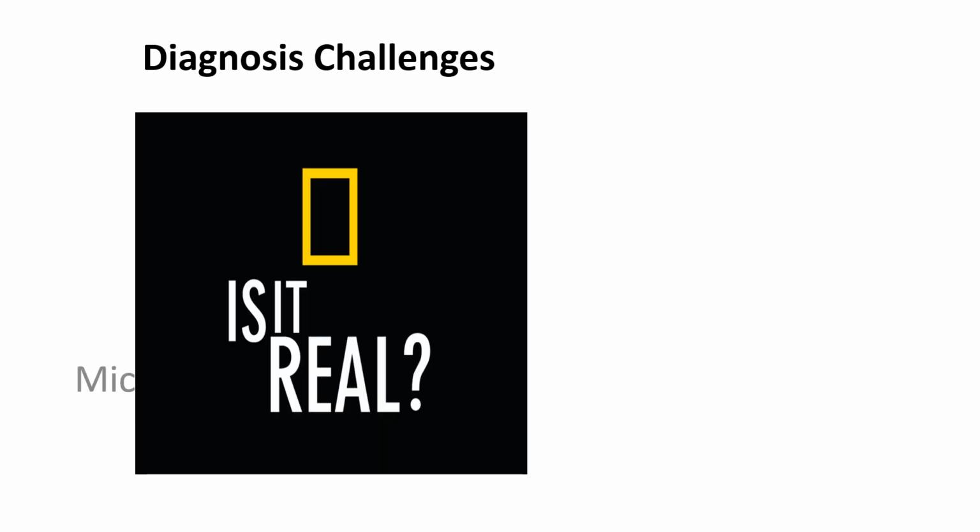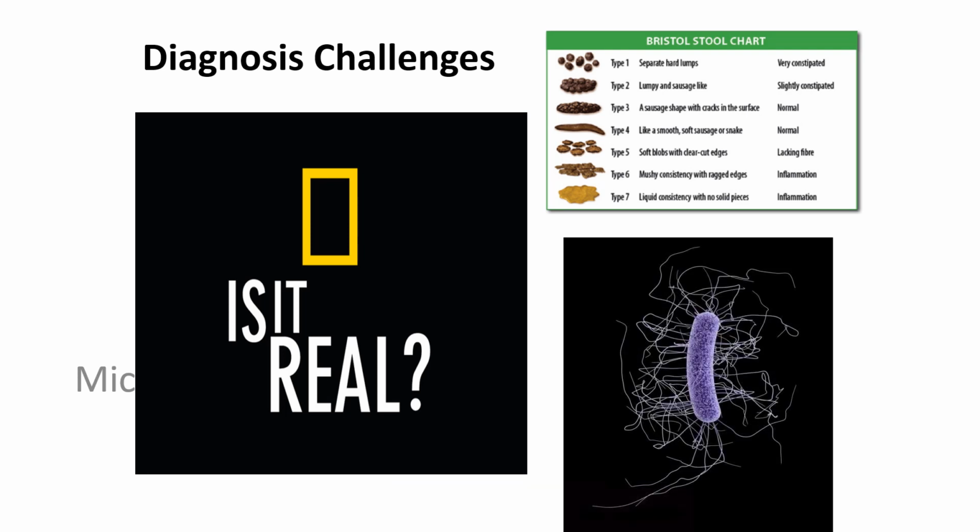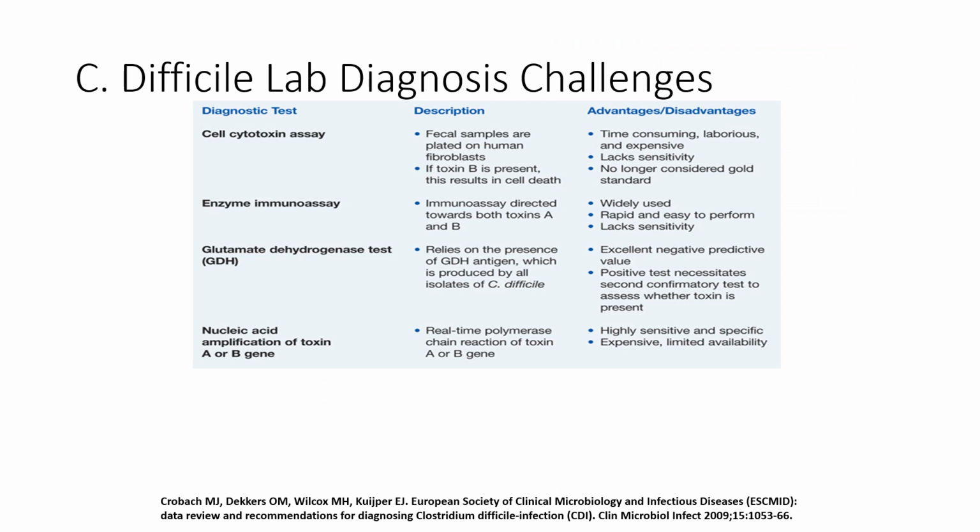What are the diagnosis challenges now? As said before, C. difficile is difficult to treat. We have different characteristics of the stool charts here in the slide. The diagnosis challenges include that fecal samples are time consuming to obtain and should reach the laboratory within an hour of collection, and tests like the cell cytotoxin assay are no longer considered the gold standard. Enzyme immunoassays are widely used but lack sensitivity. The glutamate dehydrogenase test has excellent negative predictive value. A positive test necessitates a secondary confirmatory test to assess whether toxin is present.